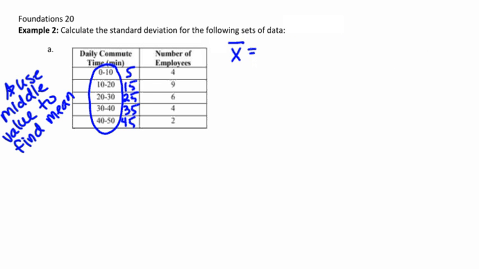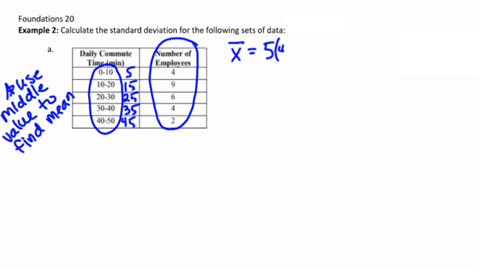Sorry, I just erased that quickly. When you have your number of employees 4, so looking here, number of employees 4, 9, 6, 4, and 2, those are the numbers of times that each daily commute time occurs. So when we're going to find our average, we would go 5 plus 15 plus 25. We need to actually multiply by the number of times that's happening. So the number of employees that travel 5 minutes.